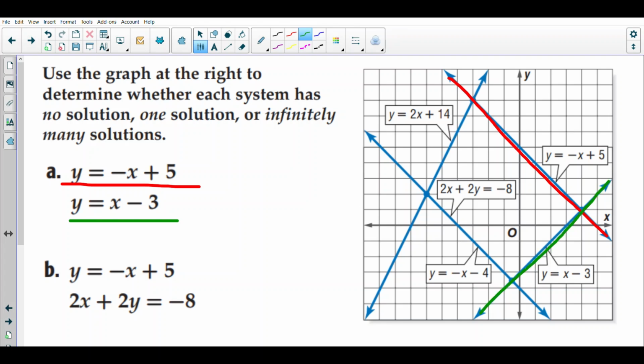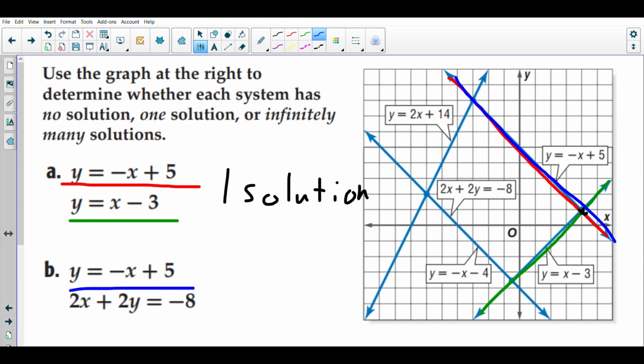So it looks like they intersect right there at that one point. So this would tell us there is one solution. Okay, so that's what we're doing in these examples. Now we're looking for y equals negative x plus 5. We already found that one, so let's highlight that again.